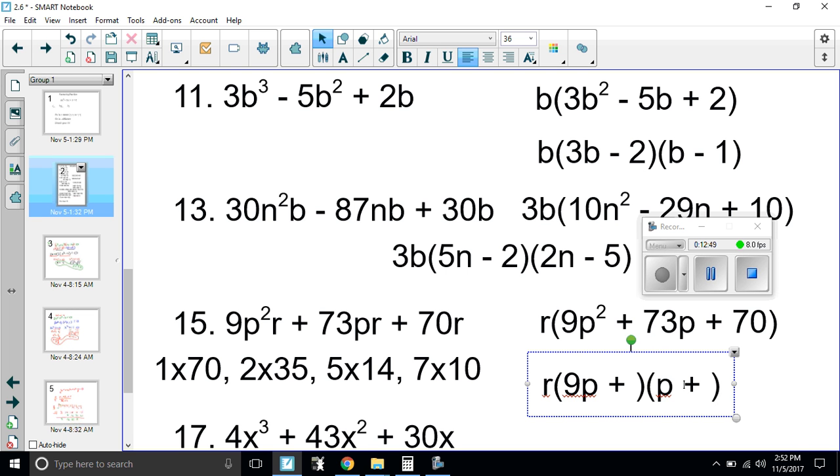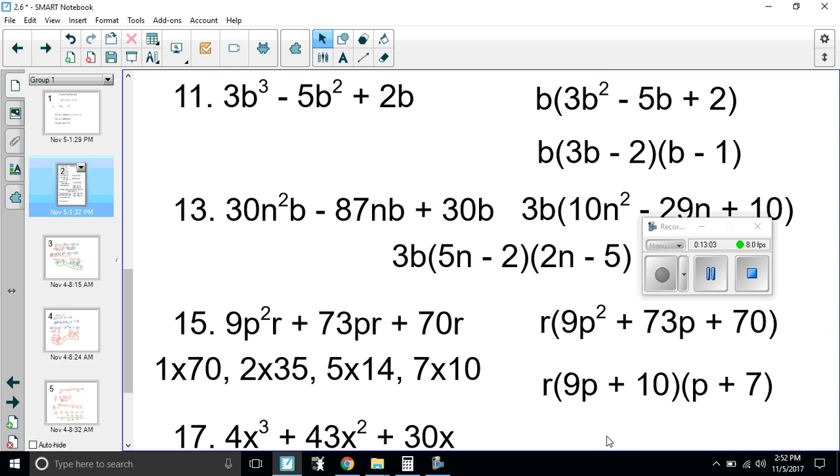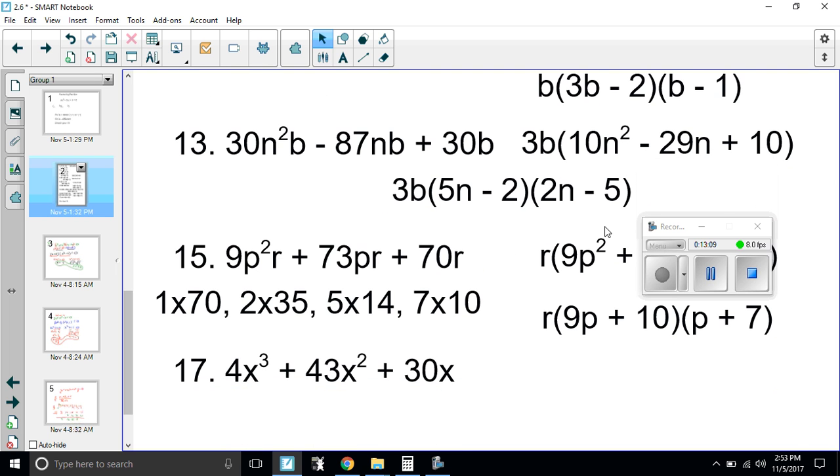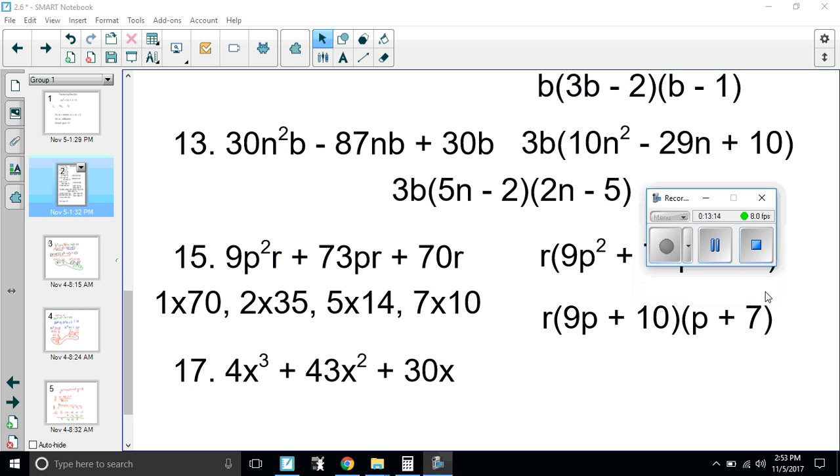And I think it's going to be 7 times 10 because, again, just thinking a little bit, if I would plug a 7 in here, I would have 63 because 9p times 7 is 63p. And then 10 times p is 10p, and 63p plus 10p is 73p. So there are your three factors, r times 9p plus 10 times p plus 7. So there is that quadratic in factored form.